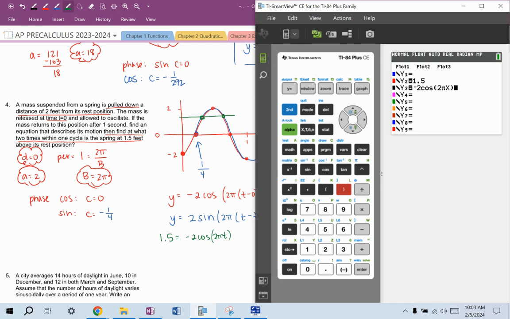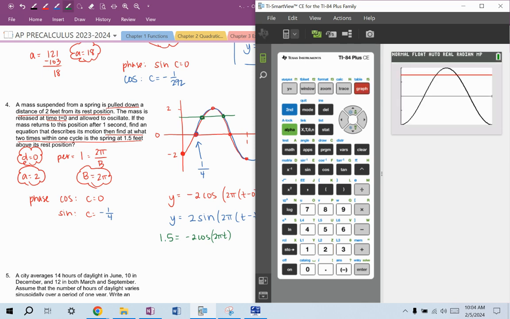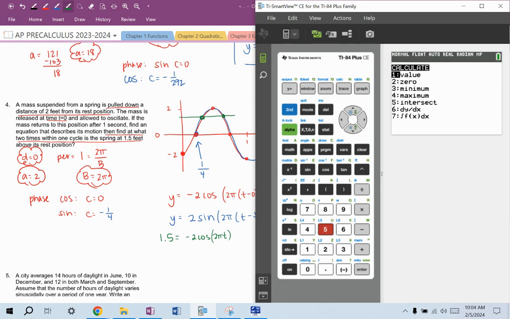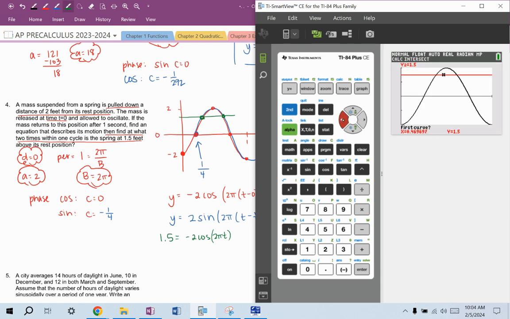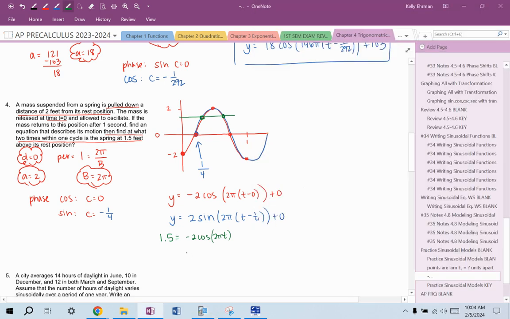And then what about the graph? You need to set the window. We know that this is from 0 to 1. X scale doesn't really matter. The y minimum needs to be anything that encompasses -2 to 2. And then you just hit graph. So we can see the point of intersection here. We go second, trace, intersect. Enter, enter, enter. So one time is at 0.385.